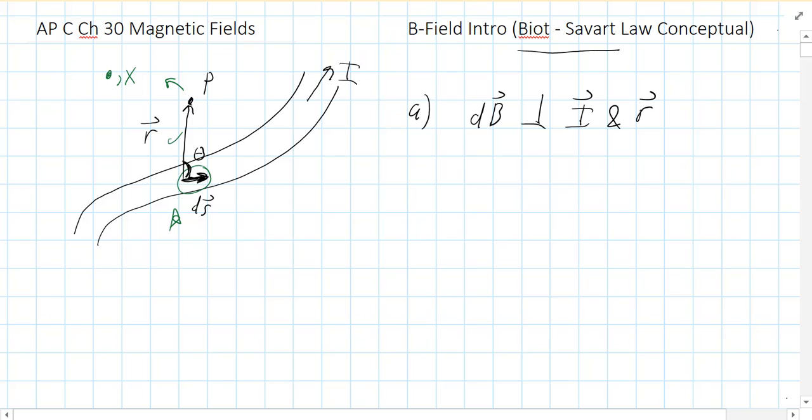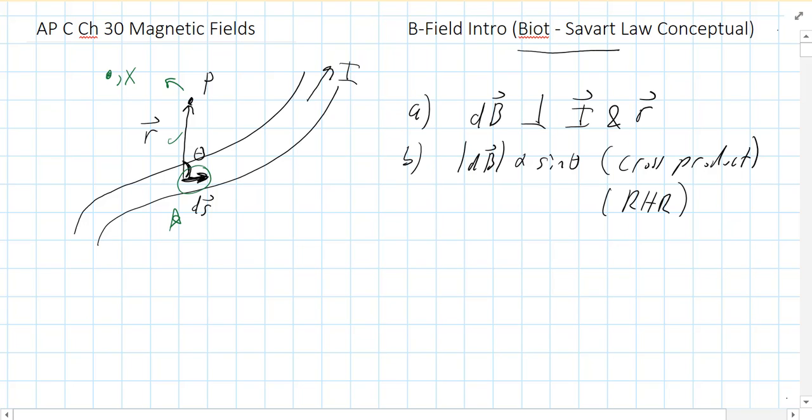All right, other things they figured out. The magnitude of the dB is proportional to sine of the angle. In other words, it's a cross product. And it's going to follow a right-hand rule, which we'll talk about the direction in the next video. The other thing they figured out is the magnitude of the magnetic field is proportional to the current, which kind of makes sense, right? The stronger the current, the more field you're going to get around the wire.